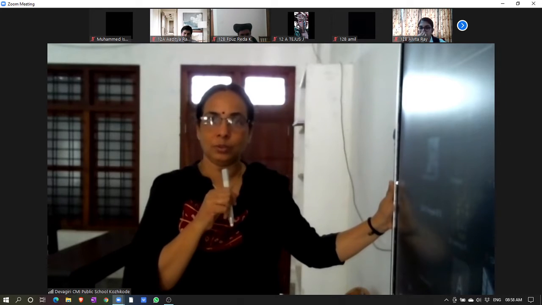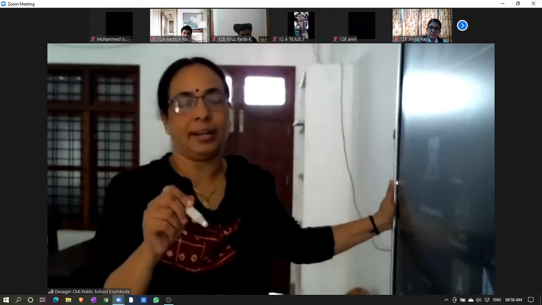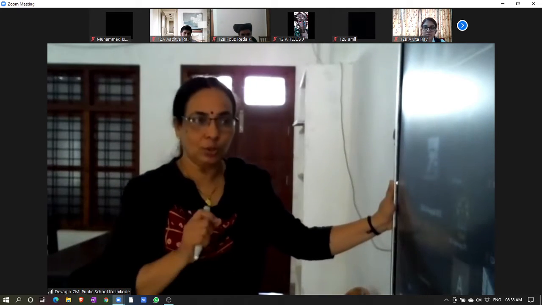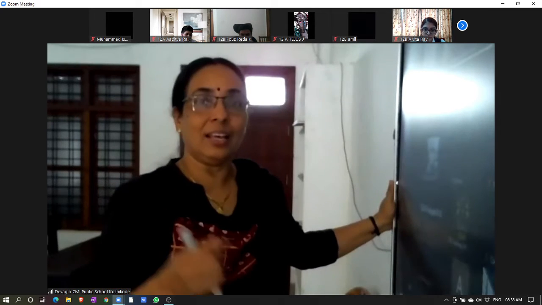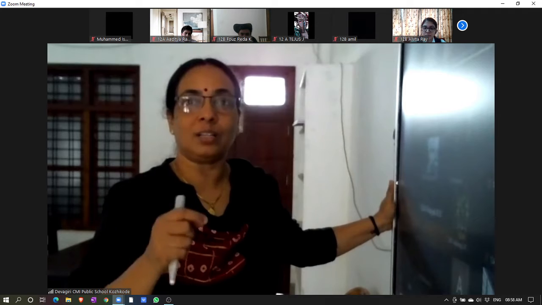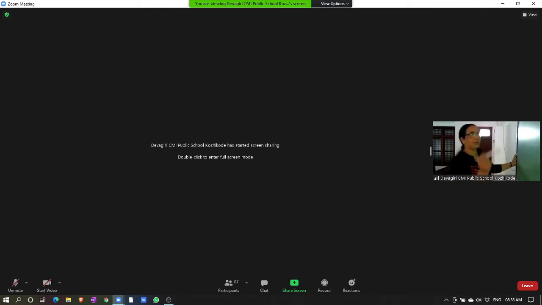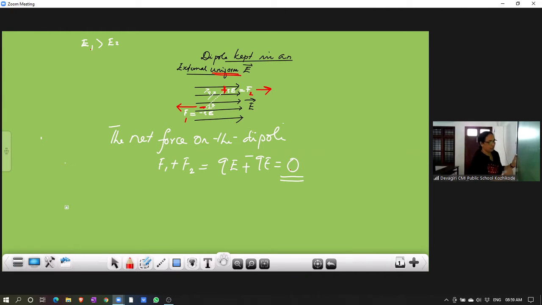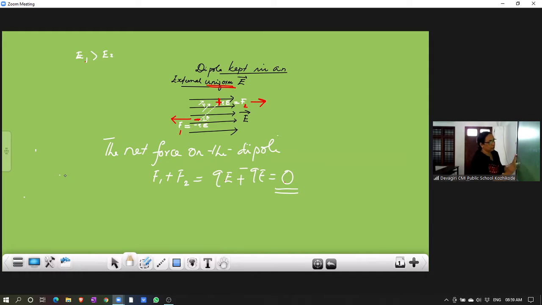Now we wish to know, if it undergoes a rotatory motion, what is the torque on it? Wherever there is rotatory motion, there will be a torque on it. So the next task for us is to find out the torque on the dipole kept in the net field. We found that the net force on the dipole is 0. Next is, what is the torque on the dipole?